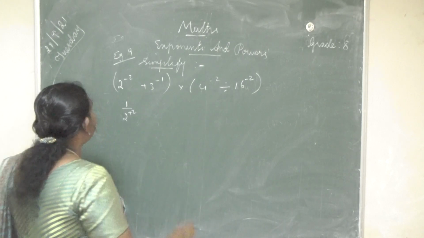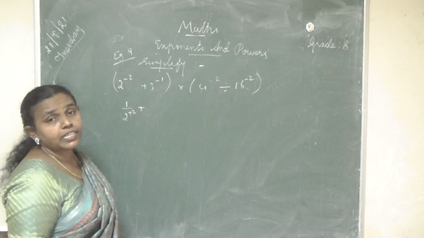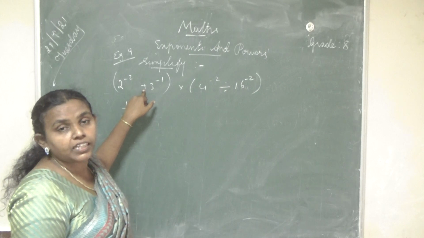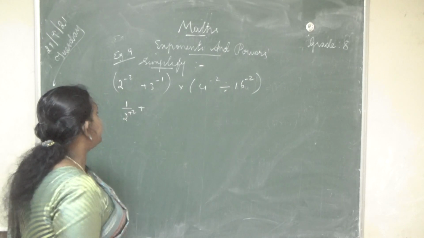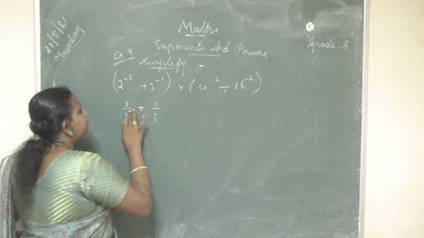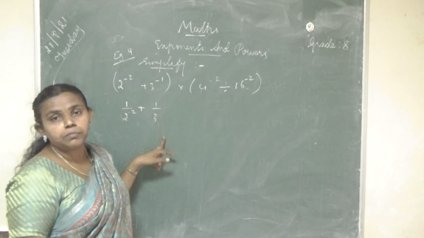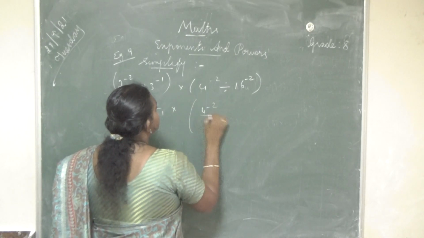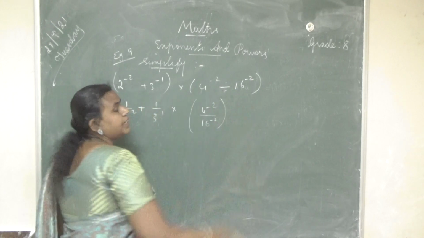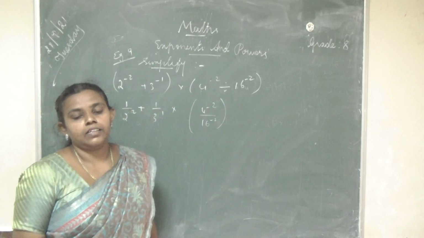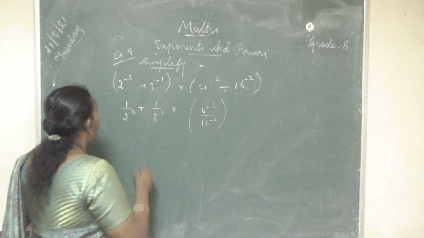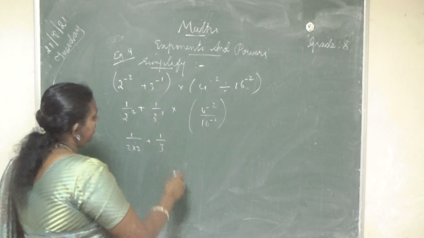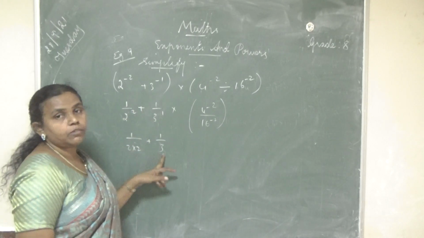Here there is a plus. Why didn't I use any law? Because in the laws of exponents I don't have a plus sign, like a power m into a power n or a power m into b power m. So 1 by 3: 3 power minus 1 is 1 by 3 power 1. Into, you can write 4 power minus 2 by 16 power minus 2. Here this is divided. Now 1 by 2 into 2 plus 1 by 3. Here there is a plus sign, so I am not using any law.